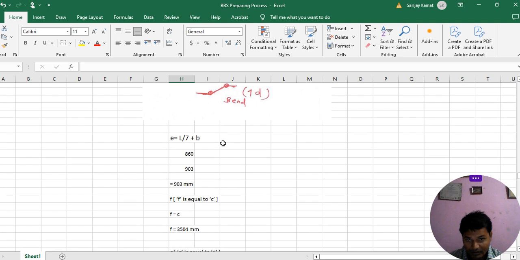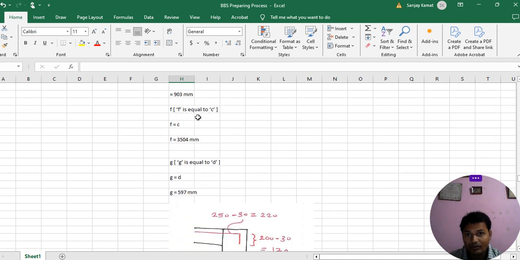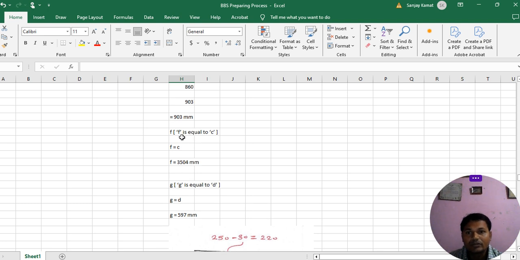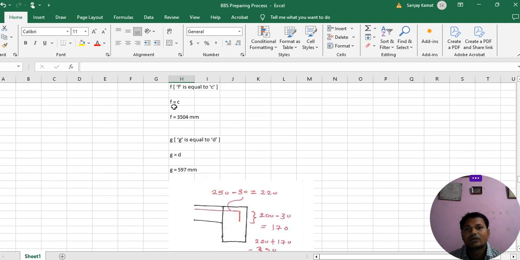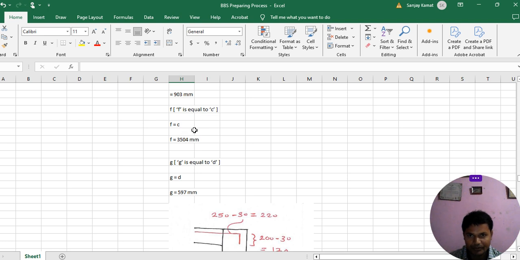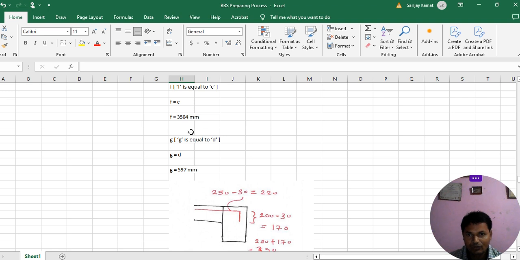Once we get the E value, now we calculate for the C, and C is the flange width. The C value is the flange width, which is equal to C also. If the condition is given, then we can directly make it equal to the C value. So F is equal to C from the above condition. Then we can write F is equal to 3504 mm. So in this way you can do the calculation.